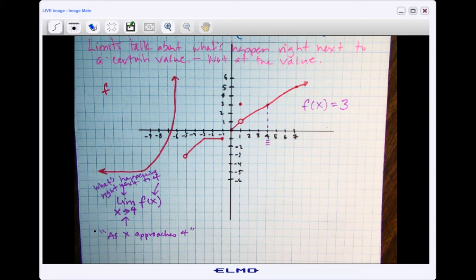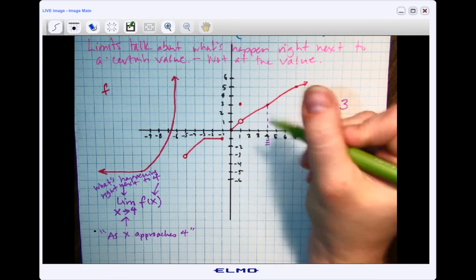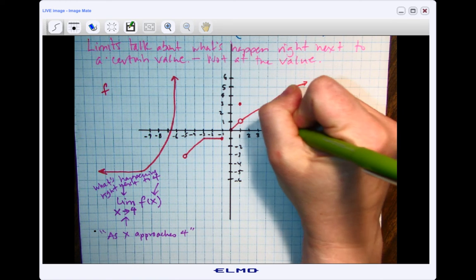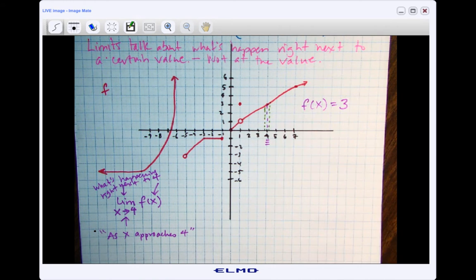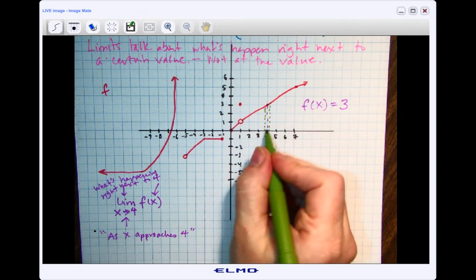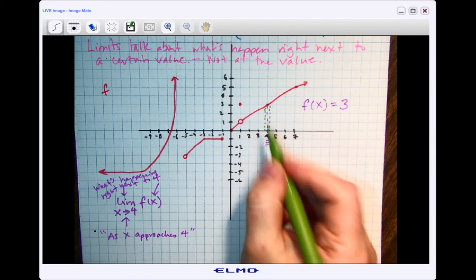So this is what I was talking about. What I really want to know is what's happening right here and what's happening right here. If I could draw those lines even closer to my particular value, that's actually what I would be talking about, but I'm going to draw them there because we can't see them if I make them closer. I'm talking about being infinitely close to this value of 4.